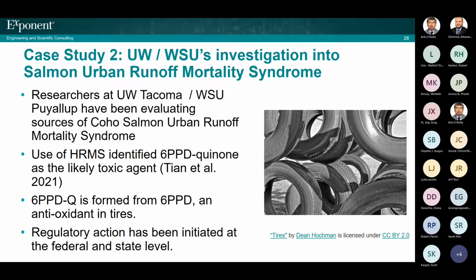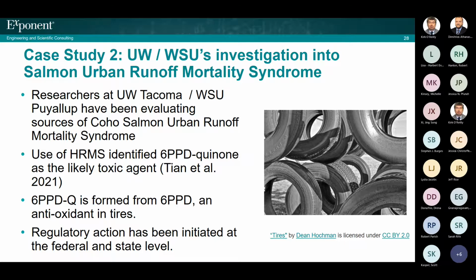Why are returning coho dying after rainfall in some of our urban creeks? They've been focusing on this important question for a long time. There are some really good non-targeted analysis chemists involved in the effort. And with this collaborative effort of toxicologists and chemists, they identified 6-PPD quinone, and I'll show you what that is in a slide or two, as the most likely toxic agent.